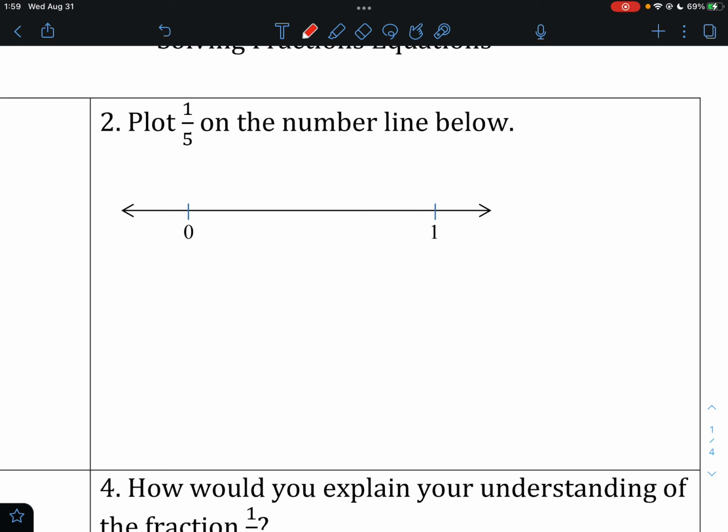Second one, plot 1/5. Again, this is not going to be perfect, but do the best you can. If we were to visualize, maybe this would be like about a half. This would be a fourth. So a fifth might be right about there.